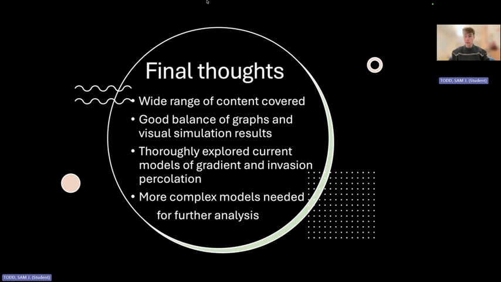So a lot of content was covered in our very narrow area. I think we've very much explored these models here. However, you'd need more complex models for relating it more to the real world, and for further analysis, more complex models with more variables would need to be taken into account.